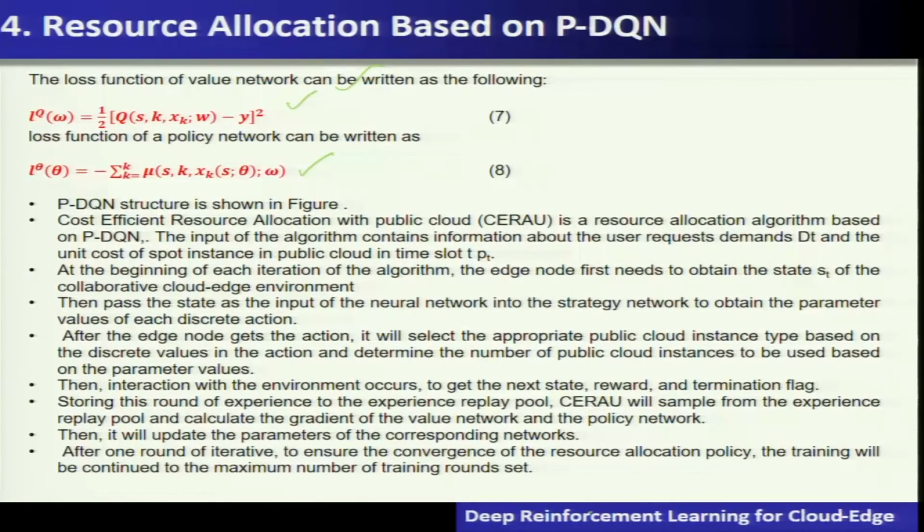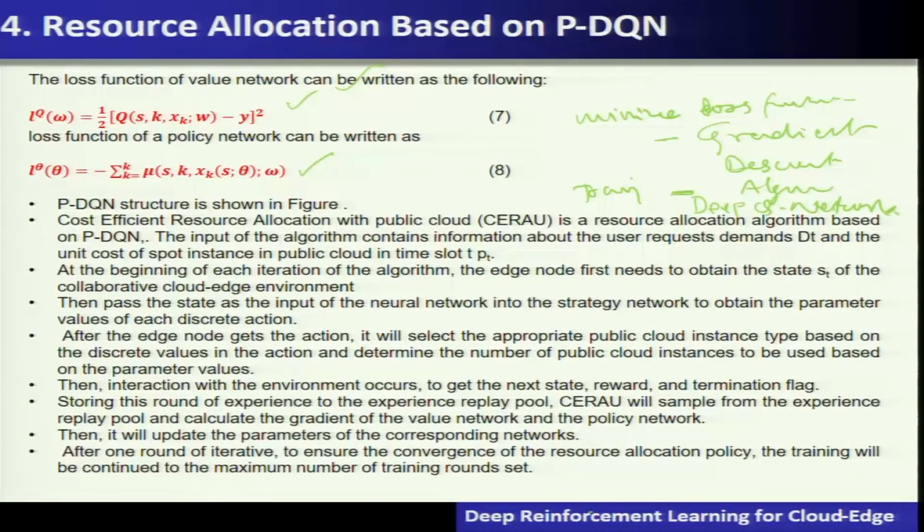These loss functions then use the gradient descent algorithm to minimize these errors. So the gradient descent algorithm is used for the training of the deep Q network and the policy network.